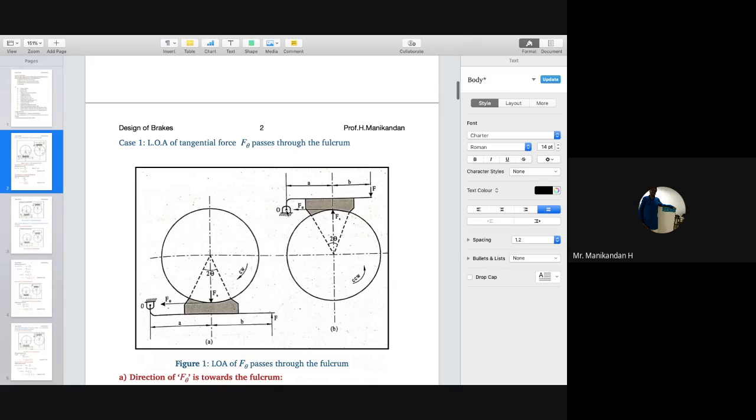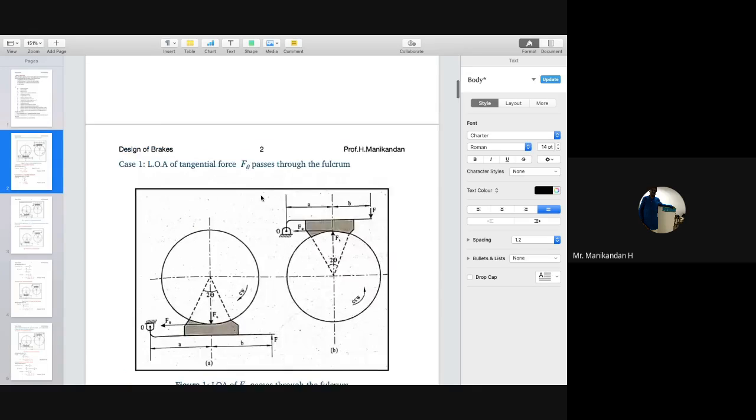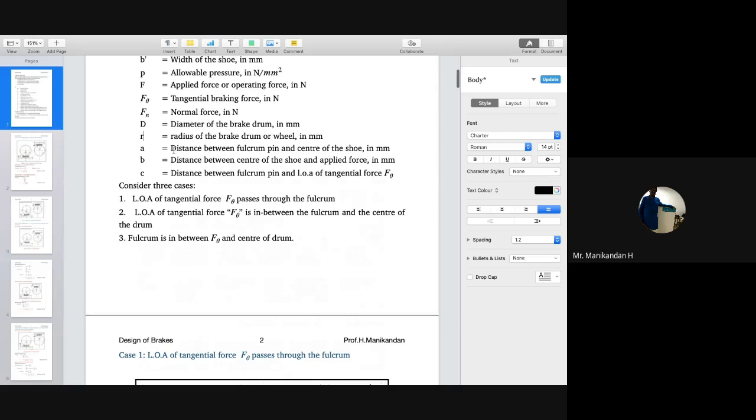So this is a fulcrum pin and this is the center of the shoe. The distance between these two points, between the fulcrum pin and the center of the shoe, we call A. And between the center of the shoe and the application of the force, that distance we call B. So that is what is written here. B is the distance between the center of the shoe and the applied force.